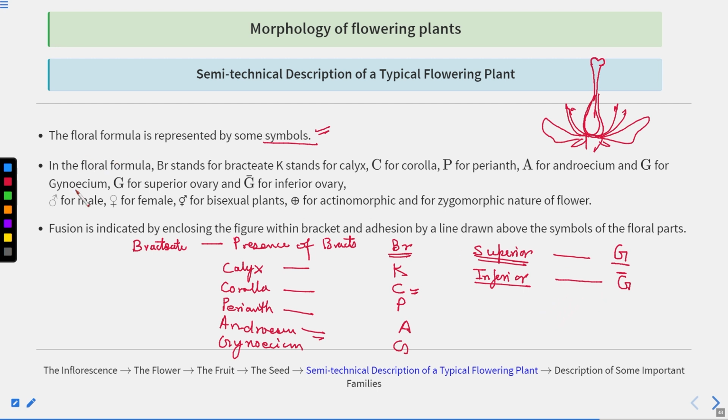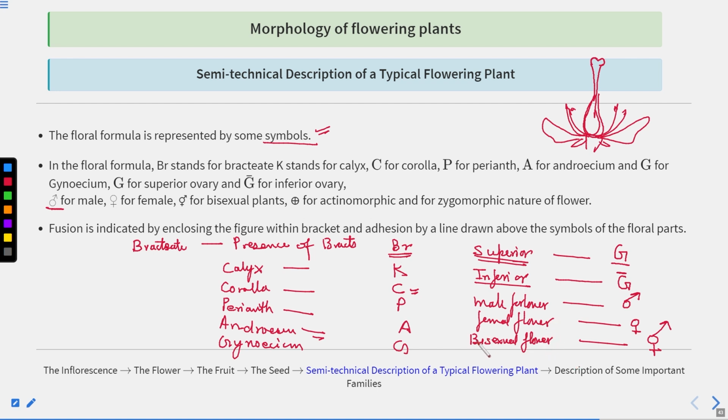Okay. Now if the flower is a male reproductive flower, you will write male flower like this. Male flower. And the female flower then? Female flower. And some flowers are bisexual as well. Okay, there are some bisexual flowers. So how do you write bisexual? Bisexual flower. It is represented like this. This is showing the bisexual flower.